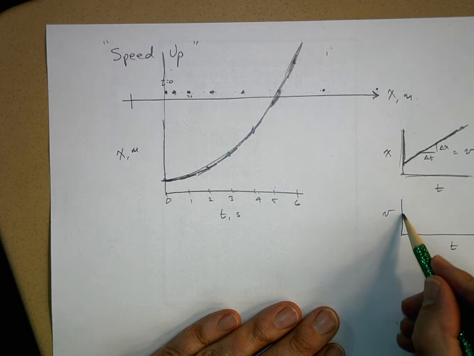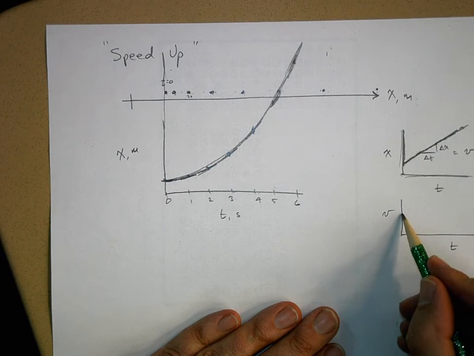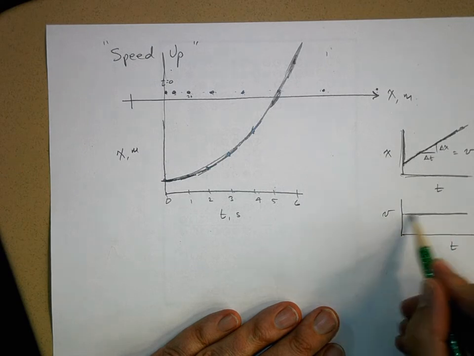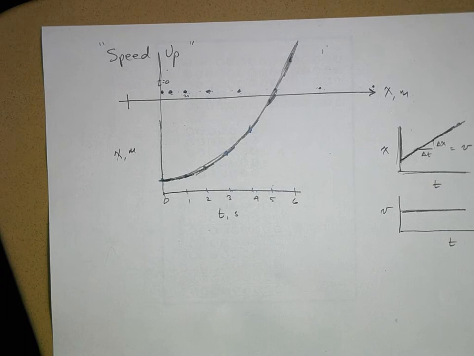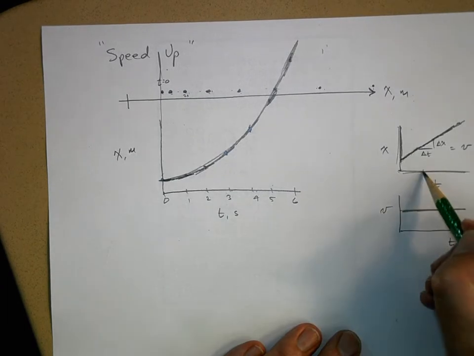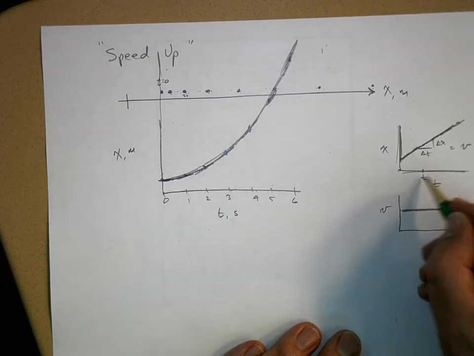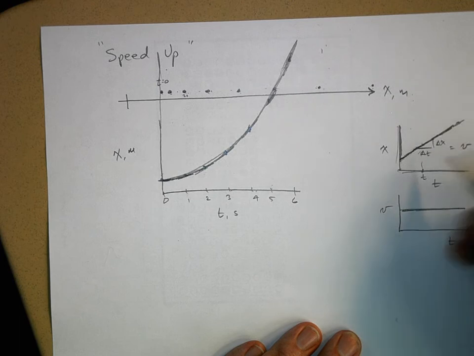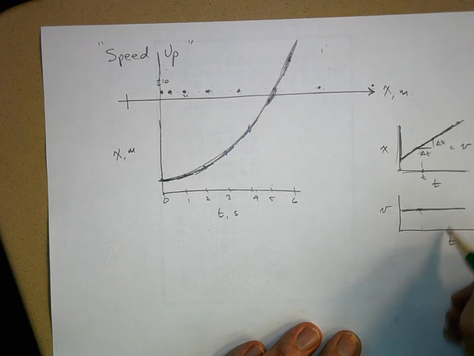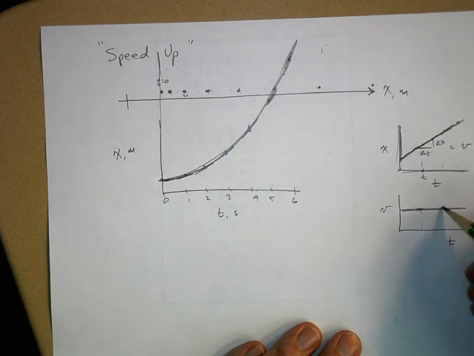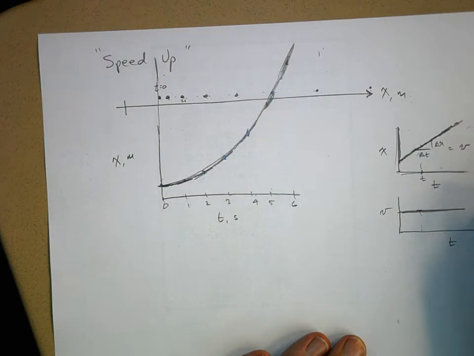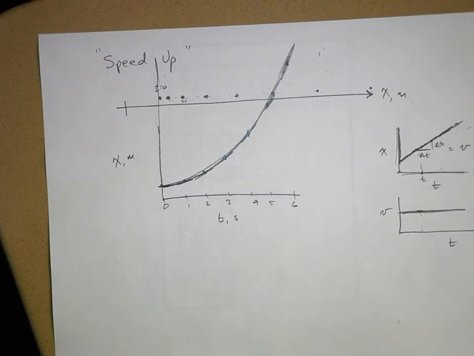Straight line, but that straight line is horizontal. Does that make sense? No matter what time you pick, let's look at the slope at this time. Oh, it's the same. What's the slope over here? Oh, the slope didn't change. The slope of this graph is not changing, so the velocity here is a horizontal straight line. Make sense?